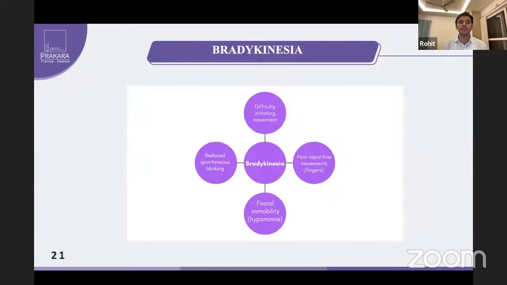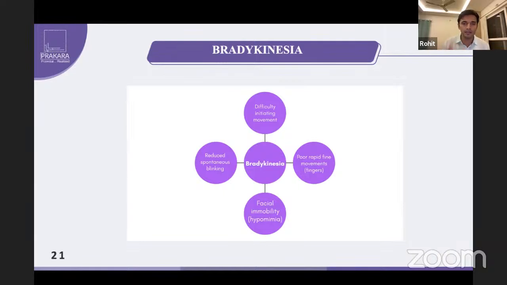The next clinical feature is bradykinesia. What does bradykinesia mean? Bradykinesia can mean decreased movement or less movement, basically. That means there can be decrease in amplitude of movement, or there can be decrease in quantity of movement also. So how does it manifest? It manifests as difficulty in initiating movement, or poor rapid fine movements. Basically, the patient cannot do any rapid movements.